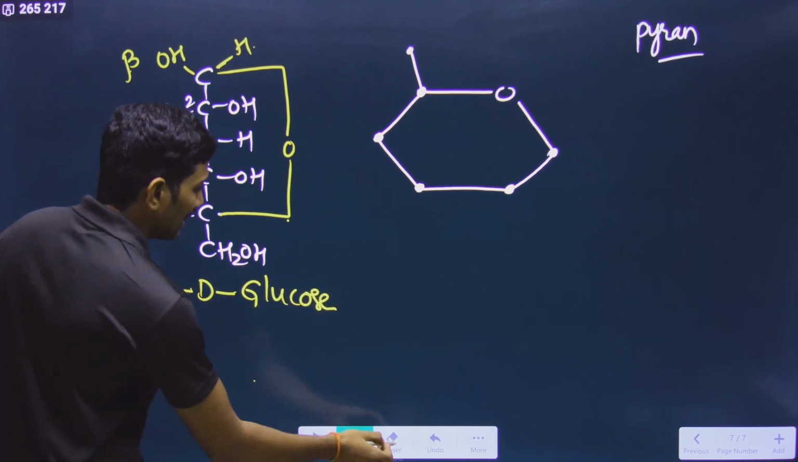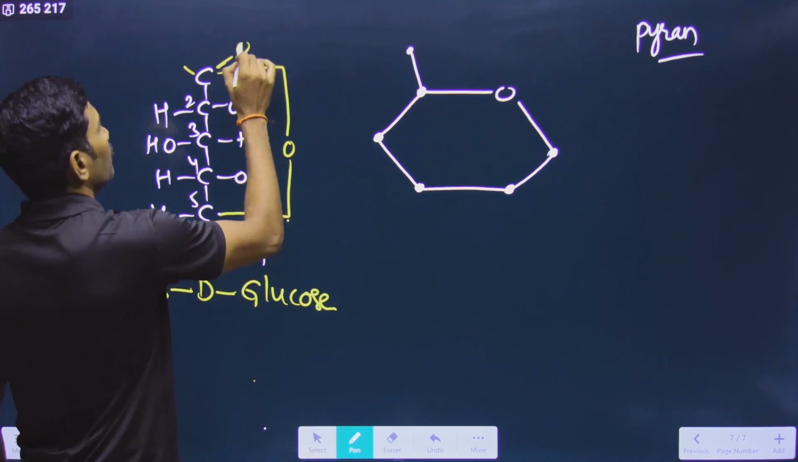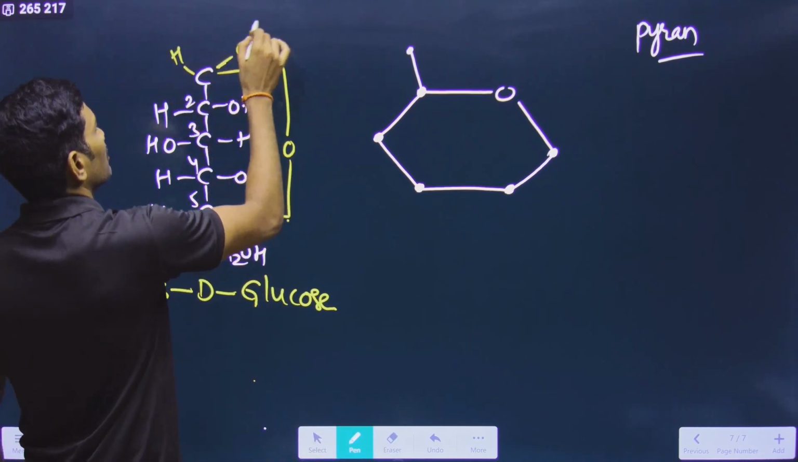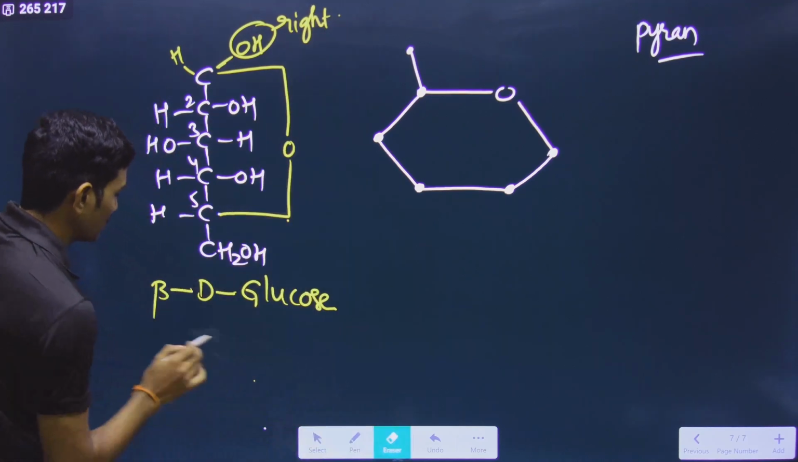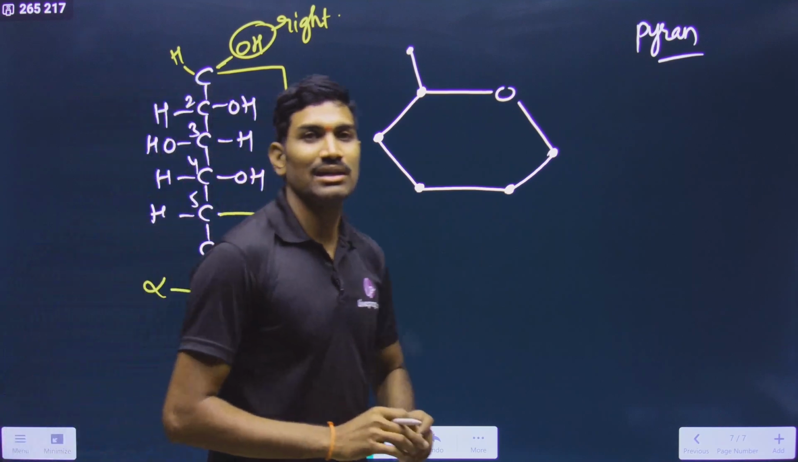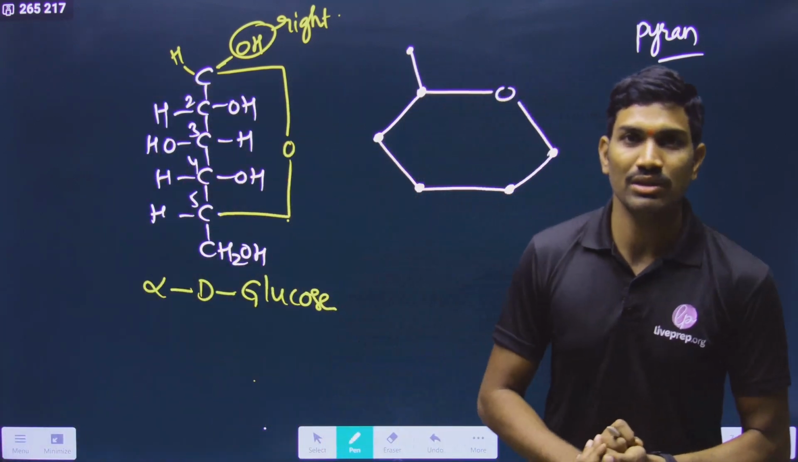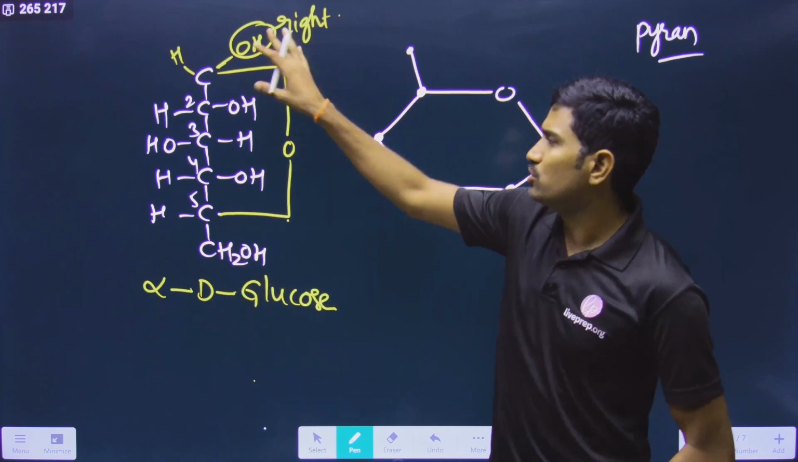Suppose you want to write alpha. In the case of alpha, what happens? Now OH is on right side, H is on the left side, this is on the right side. So that now what happens? Now this will be the alpha form. Already I told this particular information when we studied about ribose sugar. Yes or no? Ribose sugar. So the same content here also. This is how we are observing.